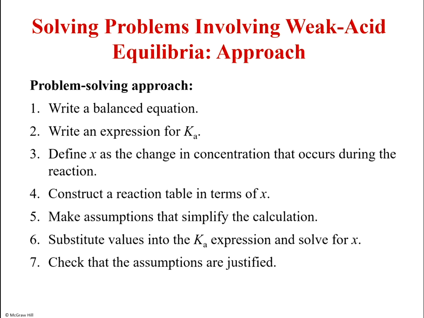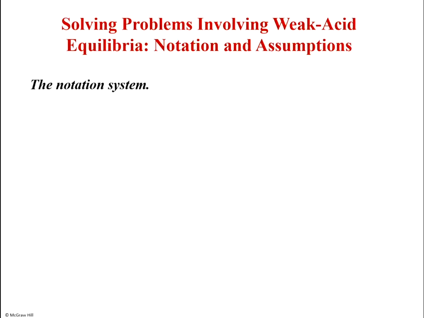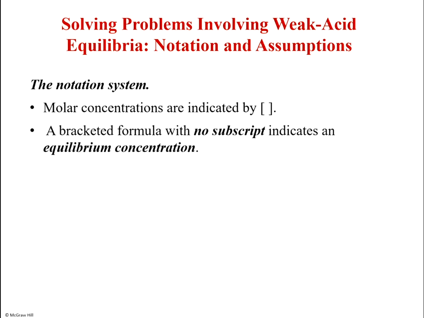We may want to make assumptions to simplify the calculation in some cases. Then we substitute our values for our concentrations into the acid dissociation constant expression and solve for X. In the end, we look at our value for X and make sure that our assumptions are justified. In general, molar concentrations are indicated by a pair of brackets, and a bracketed formula with no subscript indicates the equilibrium concentration in solution.